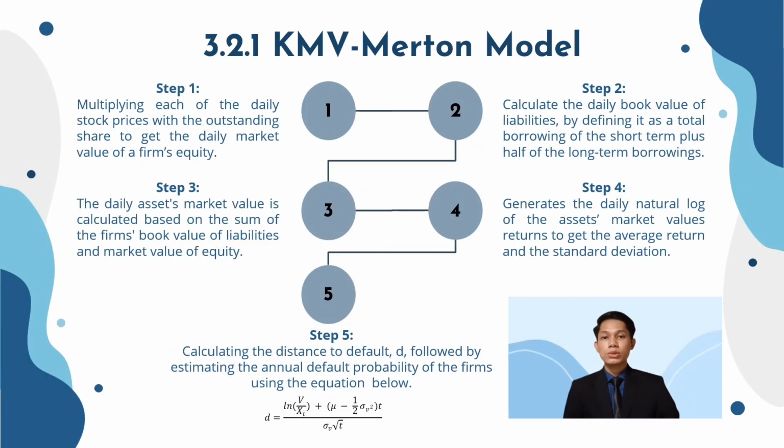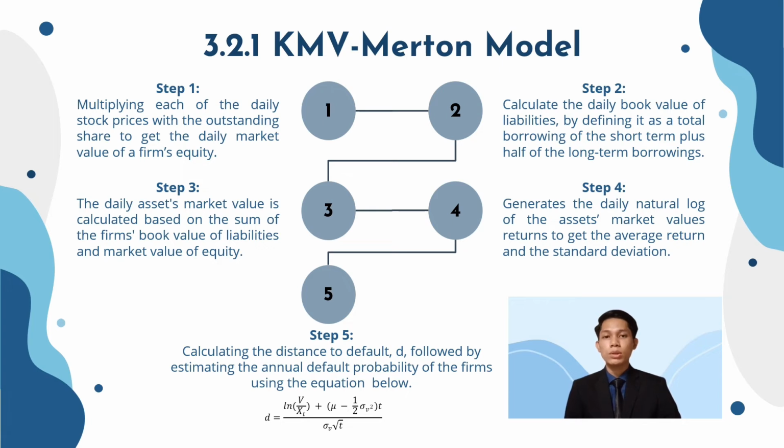The next process is to determine the default risk of firms using the KMV-Merton model. The first step is multiplying each of the daily stock prices with the outstanding shares to get the daily market value of a firm's equity. The second step is to calculate the daily book value of liabilities by defining it as the total borrowing of the short term plus half of the long-term borrowings. Next is the third step, where the daily assets market value is calculated based on the sum of the firm's book value of liabilities and market value of equity.